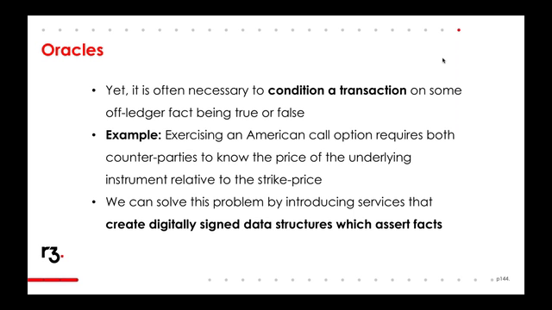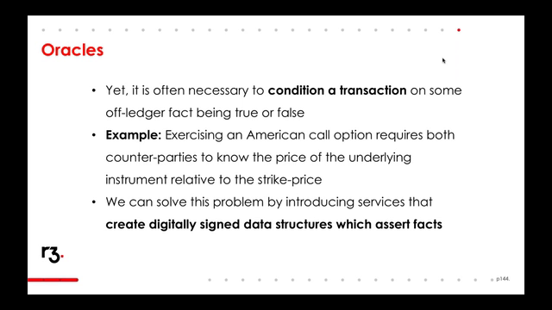An example which I typically use is exercising an American call option, and that requires both the long and the short legs of the option to know what the price of the underlying instrument is relative to the strike price of the option. Probably that price feed doesn't exist on the ledger, so we need a way to reference that price feed in a controlled way, such that a snapshot of that price feed can be used in the verification of a transaction which involves exercising that American call option.